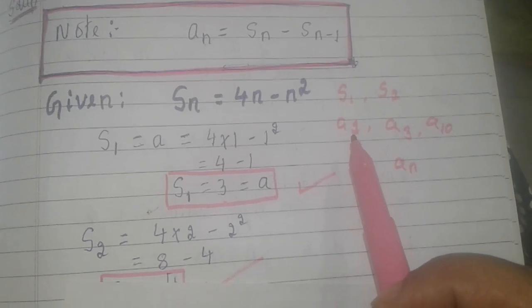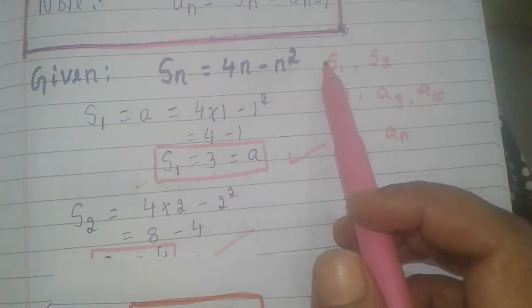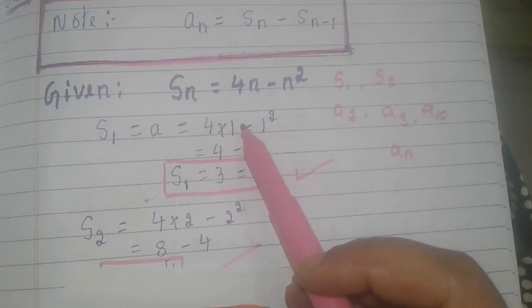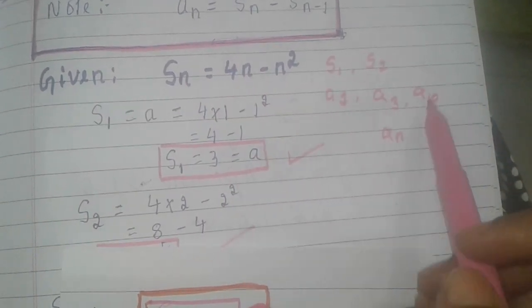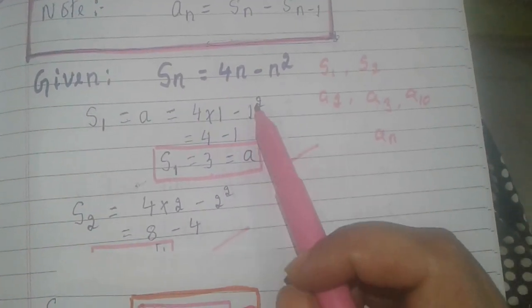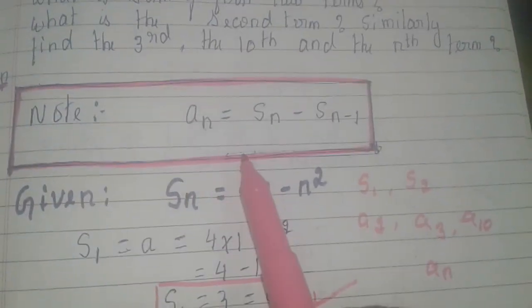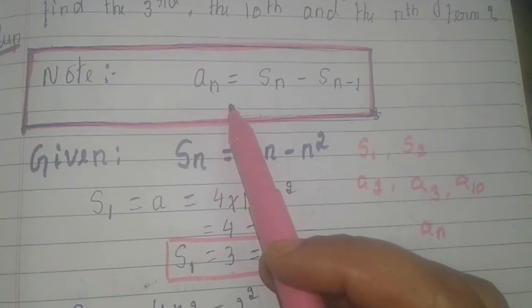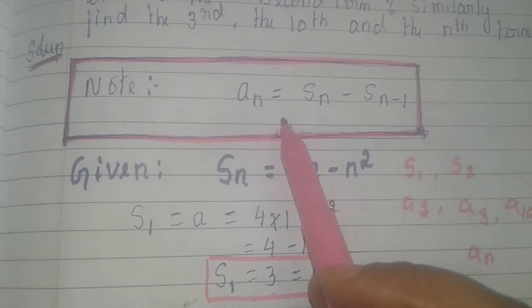But how to find A2, A3, A10, An? We can't find them using Sn alone. But if you know another formula, we can find these four by using Sn. So let us look at the remark. You should note this. This is one more formula for the nth term. An, you know before, equals A plus n minus 1 into D.